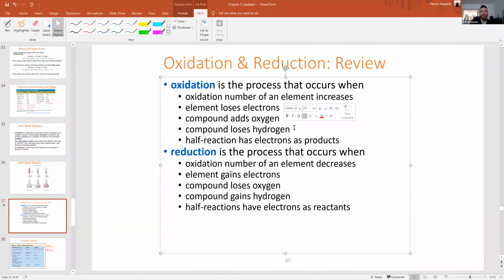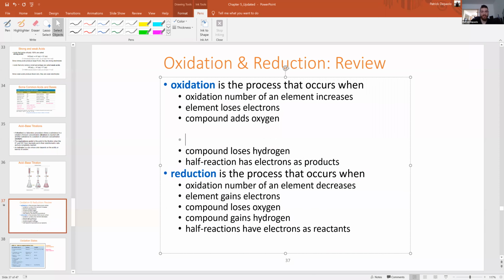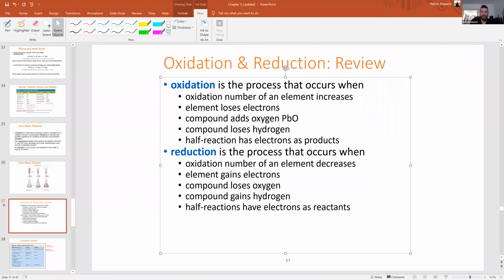So for oxidation, it makes sense that you add oxygen. Let's say you have PbO, and then it turns into PbO2. That would be an oxidation of lead, so it adds an oxygen. Or losing hydrogens is another example. But mainly, like we went over last class, in oxidation the oxidation number increases. If the oxidation number increases and goes more positive, that means you are losing electrons. You are losing negatives to get more positive.